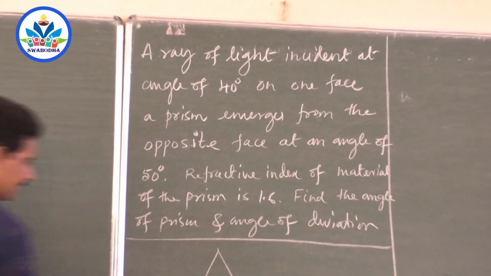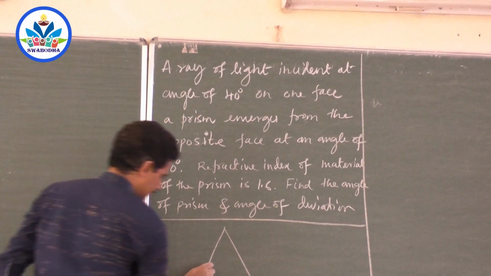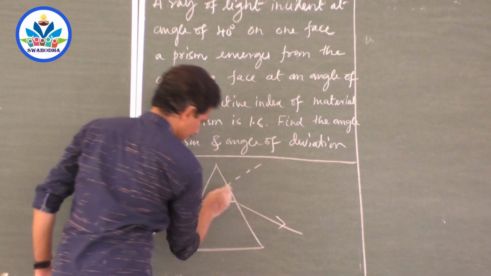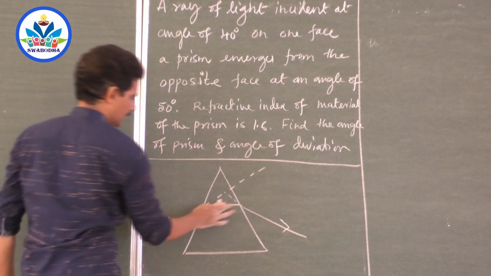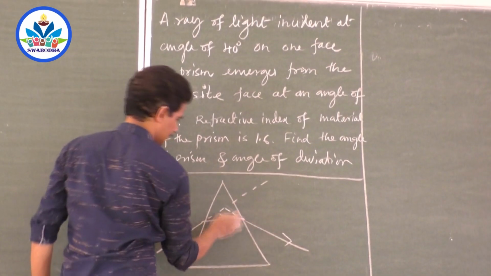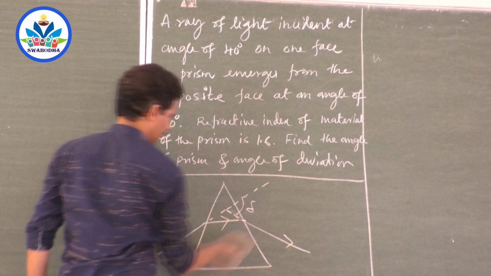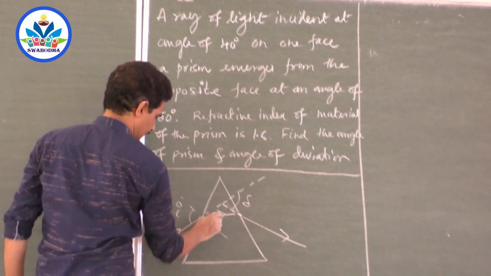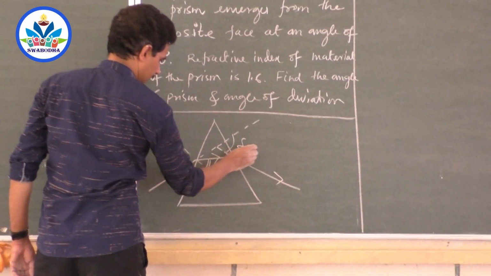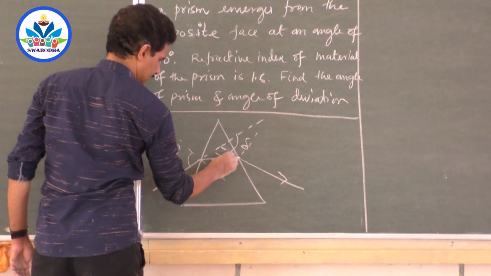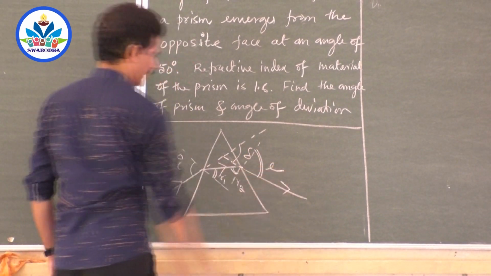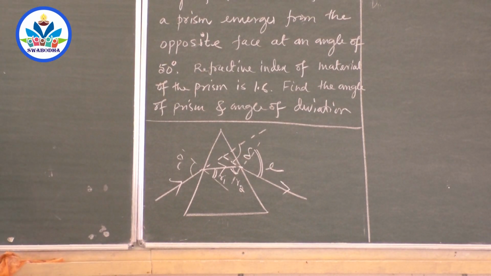A ray of light is incident, so that it will be a revision of what we have studied. It is the original direction, this is the final direction. Okay, it's like this. This is the angle of deviation, and here is angle of incidence, angle of refraction 1. And remember, see the problem whether it is a problem of minimum deviation or not.